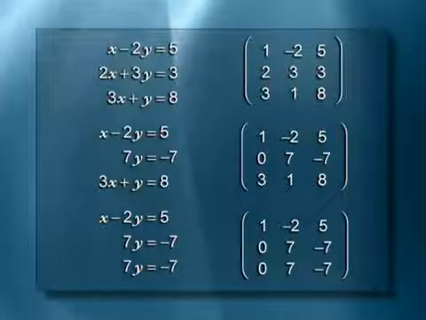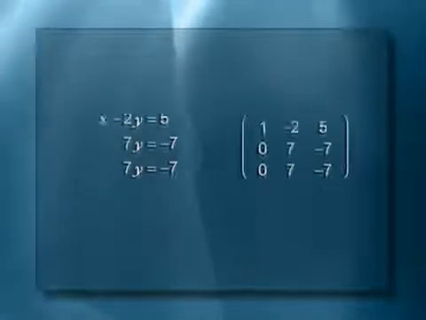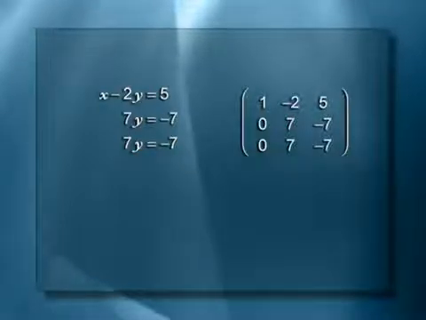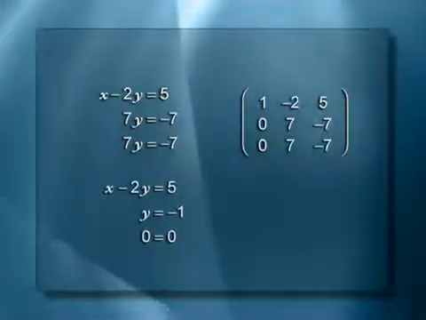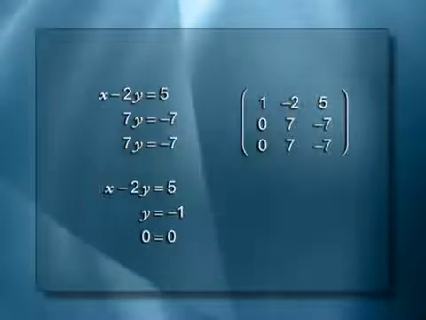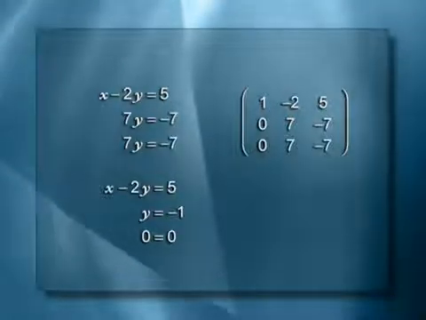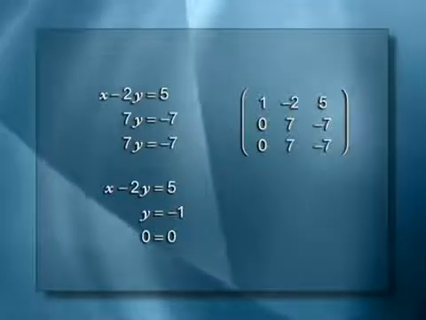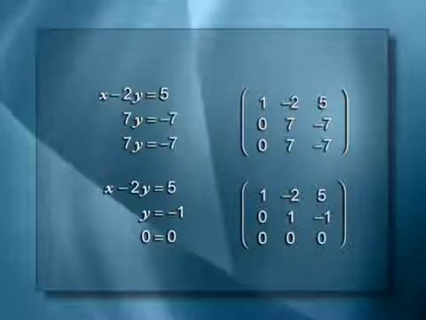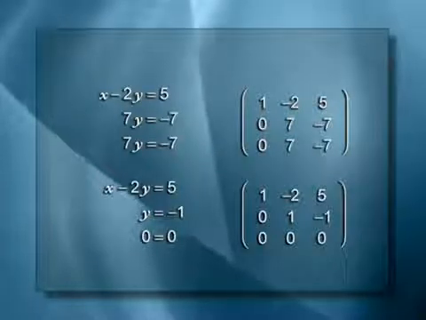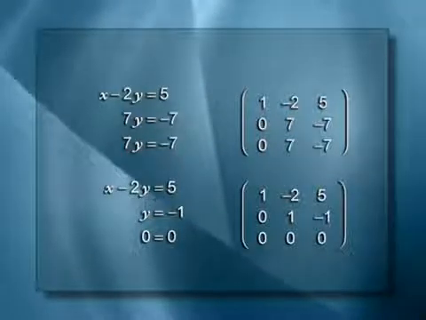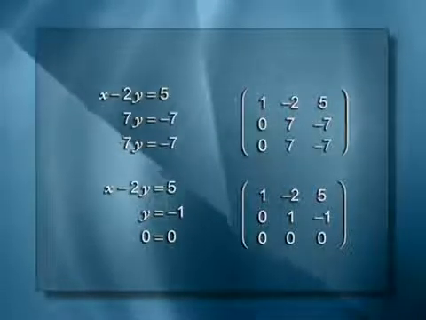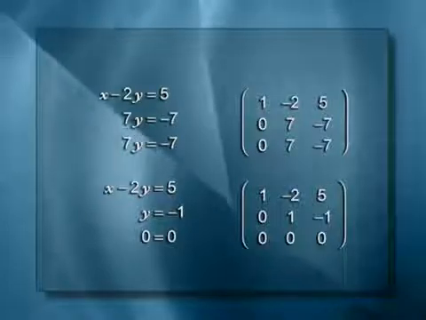Well, now what could you do? What would be the next step? Well, notice that the third and second equations are precisely the same. So you could add, say, minus 1 times the second added to the third. That eliminates the third equation. And you also could divide the second equation by 7. And so now our new system using variables is x minus 2y equals 5 and y equals minus 1. And then the trivial equation 0 equals 0. And over there in the matrix notation, you see that it precisely corresponds.